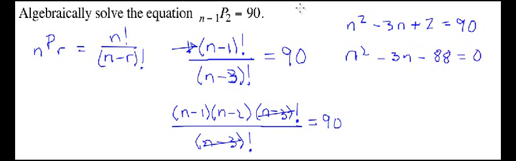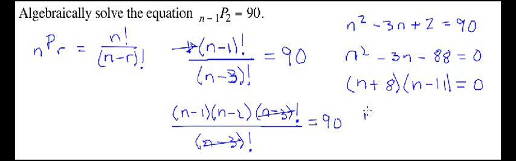1 times 88, 2 times 44, 3 doesn't go. 4 times 22, that doesn't add up to negative 3 no matter how I do it. This may be a problem. 8 times 11, there we are. This is n plus 8, n minus 11 equals 0. So we get two solutions.